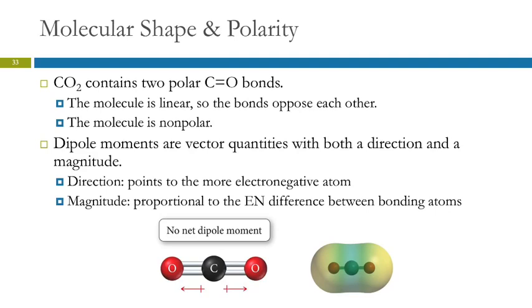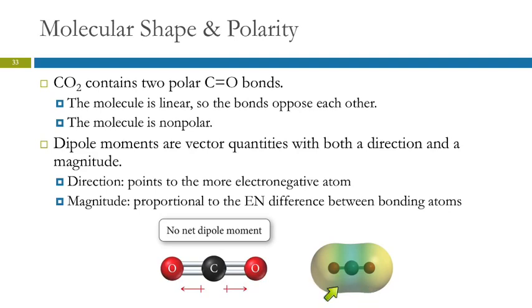Dipole moments are vector quantities. Do you remember what vectors are? Vectors have a direction and a magnitude. We represent the magnitude as how long the arrow is, and the direction as the direction it's pointing in. So we could interpret these arrows as being vectors. Even though it has two polar bonds, the molecule is nonpolar. Yes, because the bonds cancel out.